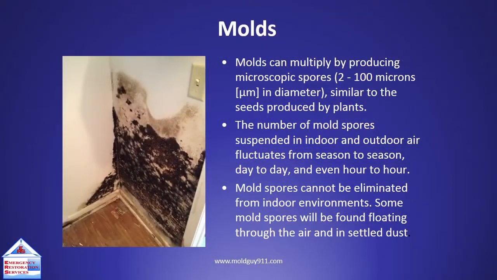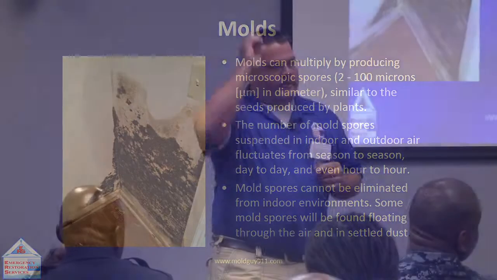Mold produces spores, and it's very similar to a plant seed, except it's a lot smaller, anywhere from 2 to 100 microns. And just to put that into perspective, if you took a human hair and looked at the diameter, not the length of it, but the diameter, and cut that into 1,000 pieces, that's about the size of 1 micron. So we're looking at something that is very, very tiny.